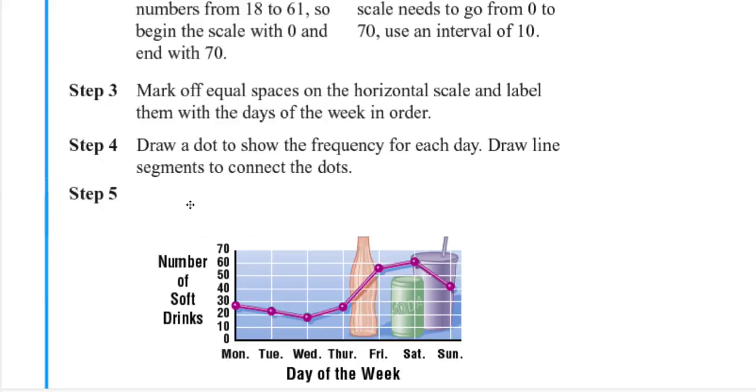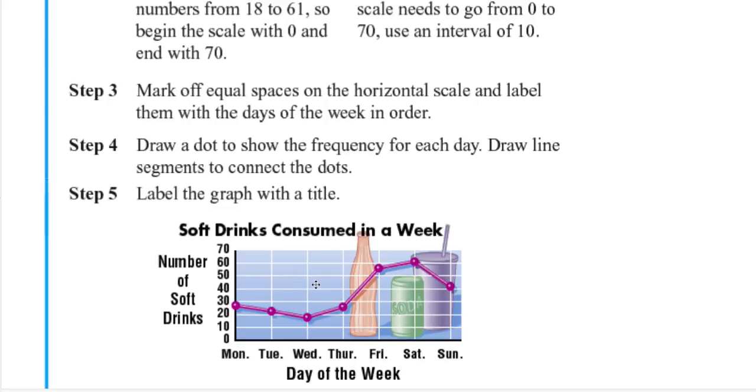And finally, just like what we did in the bar graph, the last step would be to label the graph with the title. That's easy enough. Soft drinks consumed in a week. That's our title. And we have created our line graph.